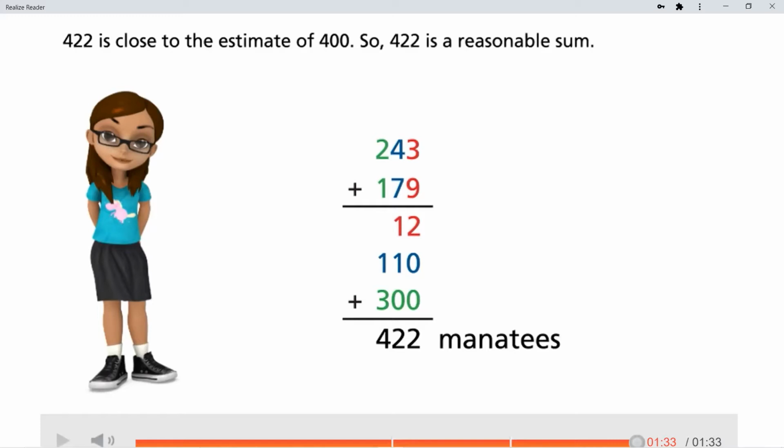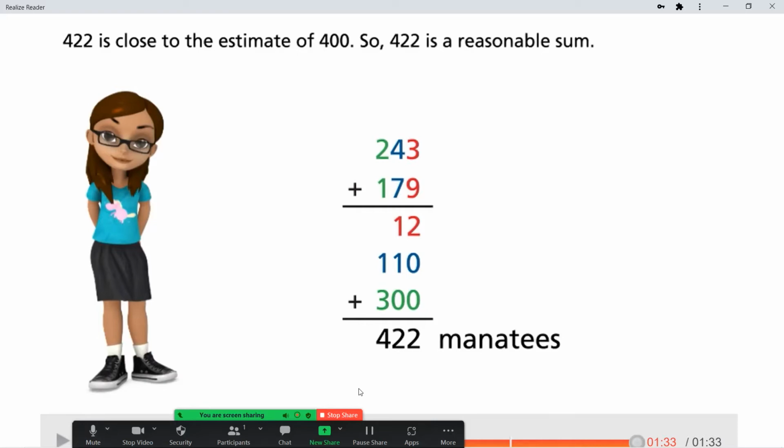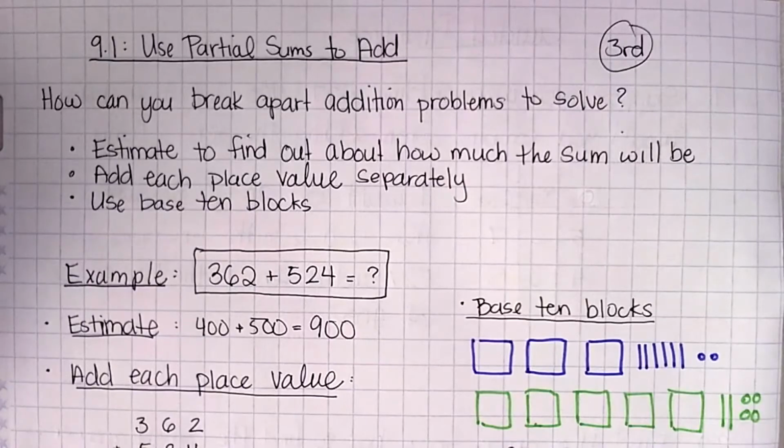So let's go ahead and hop over to our notes for this lesson. Using partial sums to add. Now, when we say partial sums, we're saying part of the answer to an addition problem. So how can you break apart an addition problem to make solving it easier? Well, first you want to estimate to find out about how much the sum is going to be. That way, when you solve, if the number you get is close to your estimate, that's a good way to check that you're on the right track.